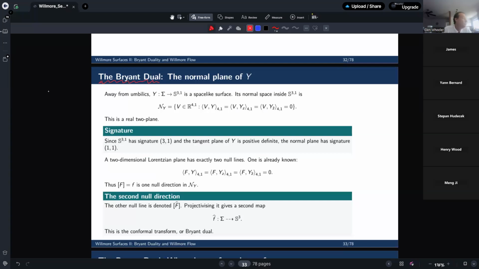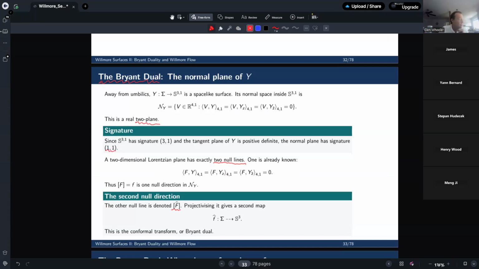So if we take the normal space in the de Sitter S^3_1, then we get a plane, a real two-plane. And its signature, as a metric space, is (1,1). So it has a light cone, and it decomposes into two null lines. And if you look at one null line, you get the original f. And if you look at the second null line, you get another map, right?